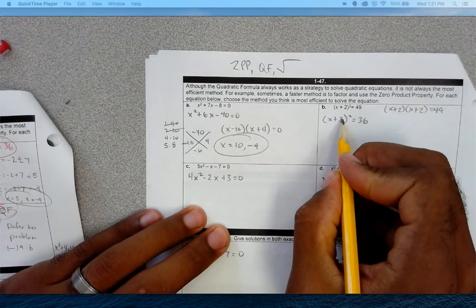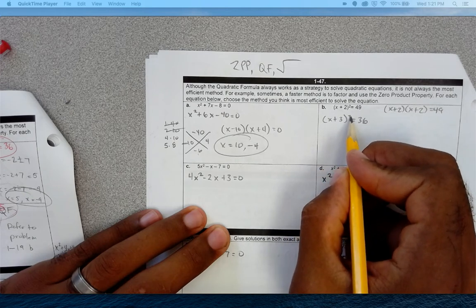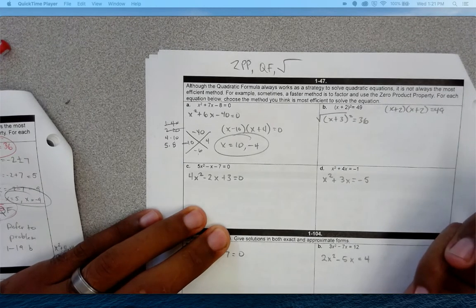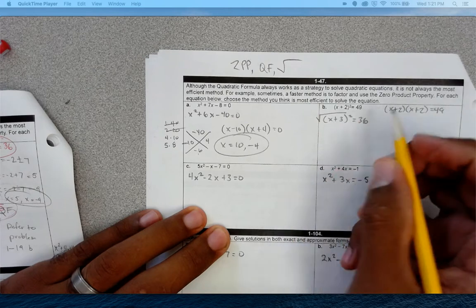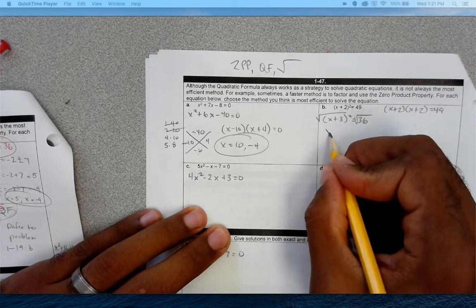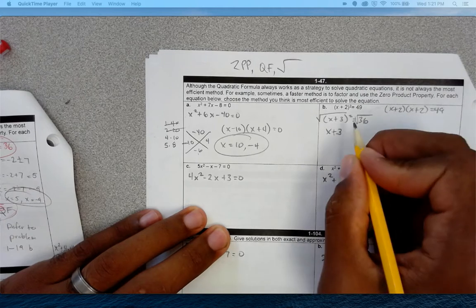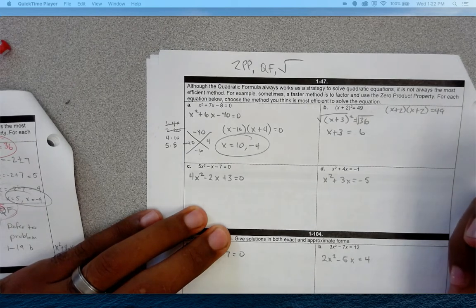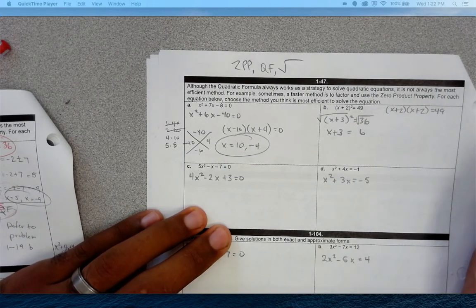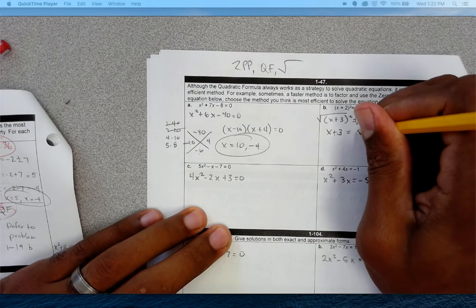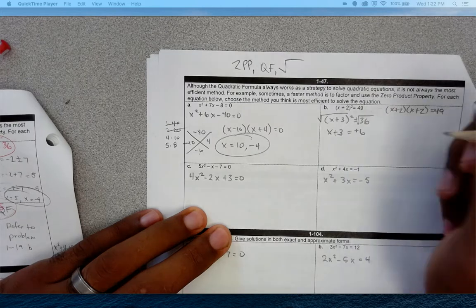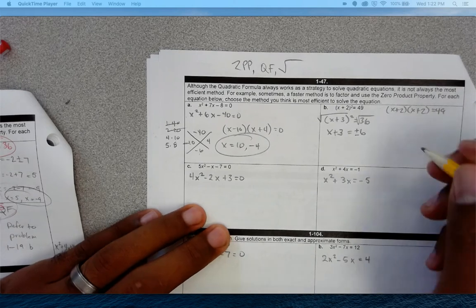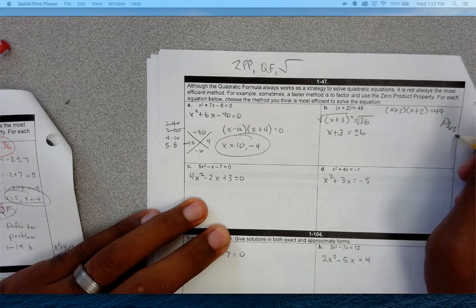If you just have a binomial that's squared, what you can do is use the square root method. I'm going to square root both sides. If I square root this, then this just becomes x plus 3. On this side, square root of 36 is 6. But we have to remember that when we work with these equations, we always get two solutions. That's because when we square root something, we have both a plus solution and a negative. So we have to write plus minus every time you use the square root method. Always remember that. So plus and minus with square roots.